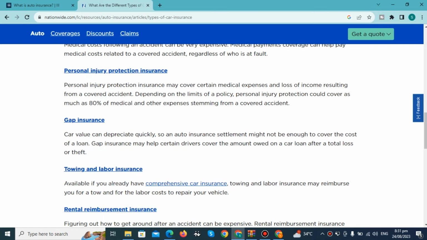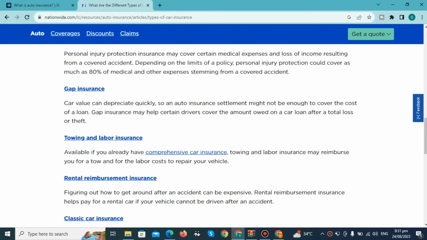Gap insurance. Car value can depreciate quickly, so an auto insurance settlement might not be enough to cover the cost of the loan. Gap insurance may help certain drivers cover the amount owed on a car loan after a total loss.